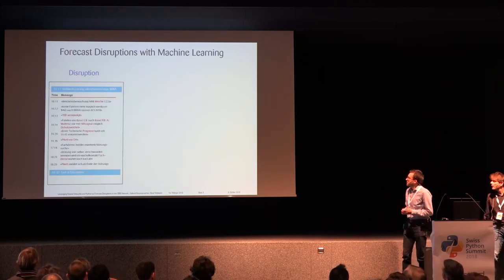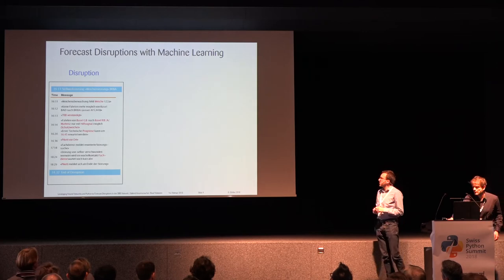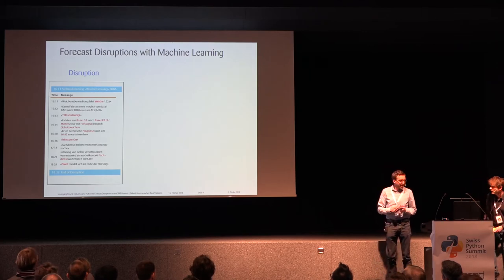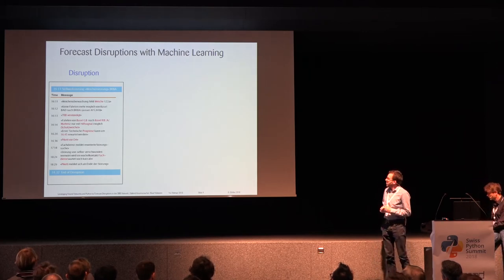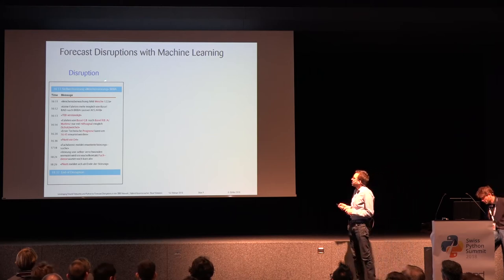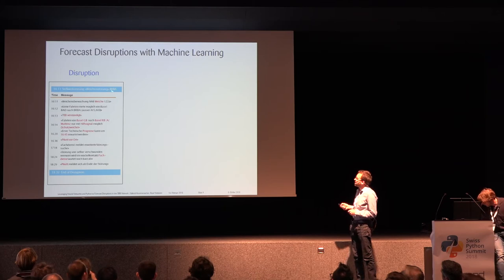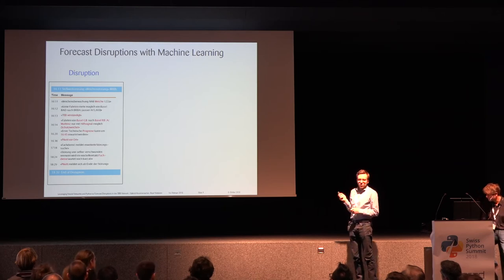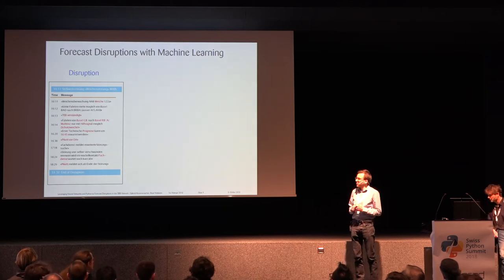Right, so the goal is, again, to predict the duration of these disruptions. And here's an example of one. As Beat said, one helpful feature is the location. This is like an SVV code for where on the network something was happening.